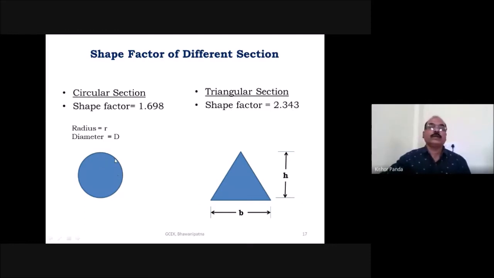This is the circular section, and the radius of the circular section is R, and the diameter is capital D. In this case, the shape factor is equal to 1.698. Similarly, in the triangular section, b is the width of the triangle and h is the height of the triangle. Here you can find out the shape factor, which is equal to 2.343. So this is the assignment for you: find out the shape factor of the circular section and of the triangular section.